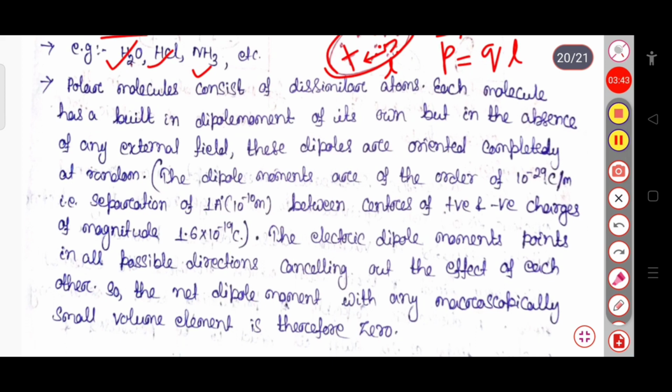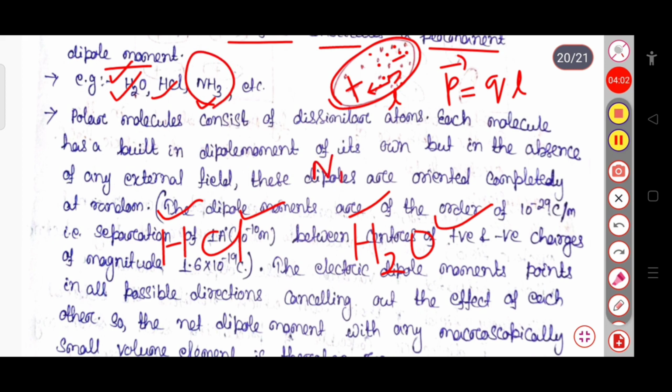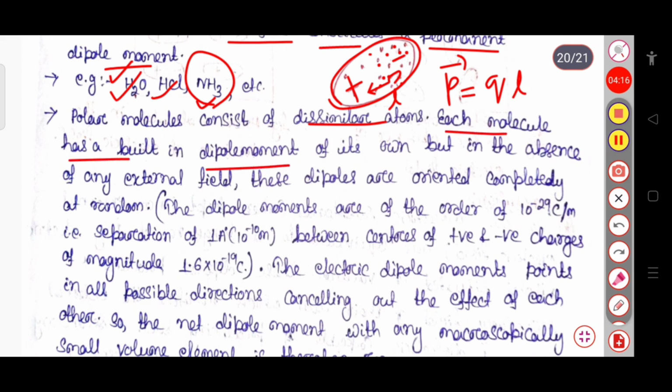It means that there are two types of atoms. In the case of water, one is hydrogen, another is oxygen. In the case of HCl, one is hydrogen, another is chlorine. In the case of NH3, one is nitrogen, another is hydrogen, etc. So polar molecules consist of dissimilar atoms, that is, two different types of atoms. Each molecule has a built-in dipole moment of its own.